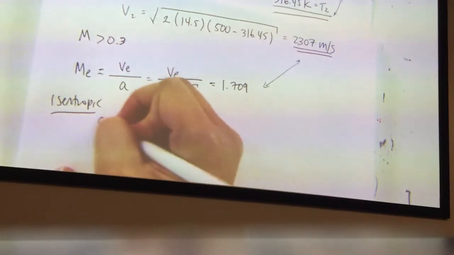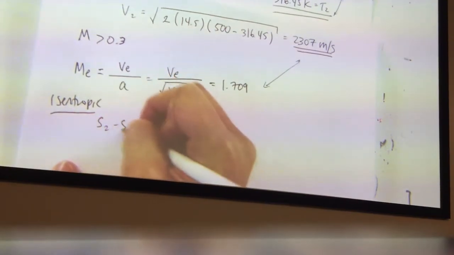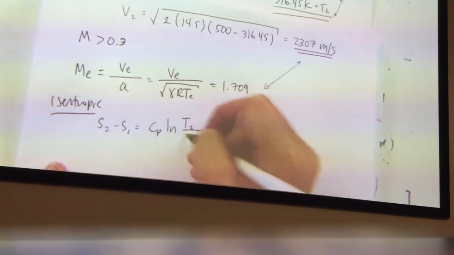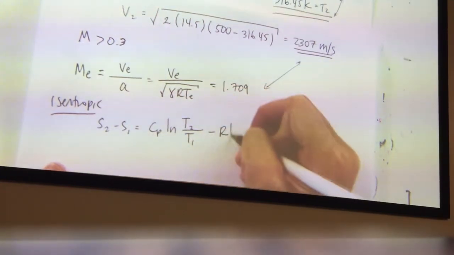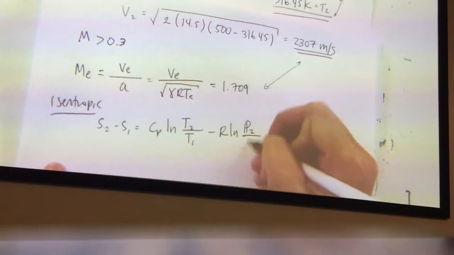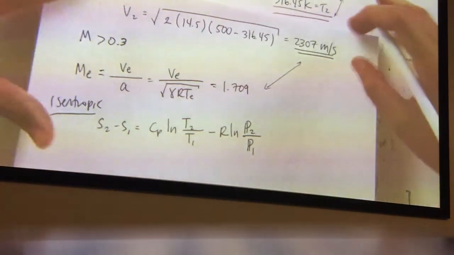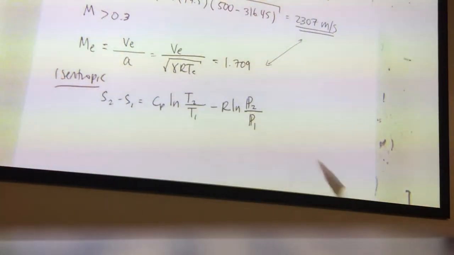of isentropic flow. S2 minus S1 is Cp ln T2 over T1 minus R ln P2 over P1. Now we want to make sure that this is equal to zero. And if it's equal to zero, then we know we are making the right assumptions and we should derive the column height. So it's kind of like a sanity check here.